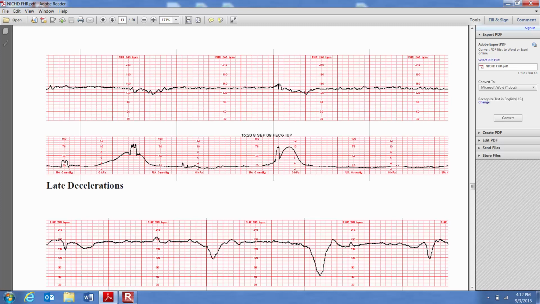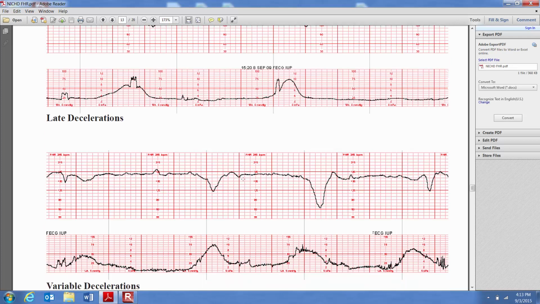That's late. Now, this is really difficult to determine how many seconds from the time it leaves the baseline to where it hits its nadir. So that's where I said use your critical thinking. It may not perfectly match the definition, but look, it's happening late in relation to the contraction. So it's a late deceleration. This baby needs some help. Same thing over here. Here's the start of the contraction, okay? And here's the start of the deceleration, okay? So that's late.